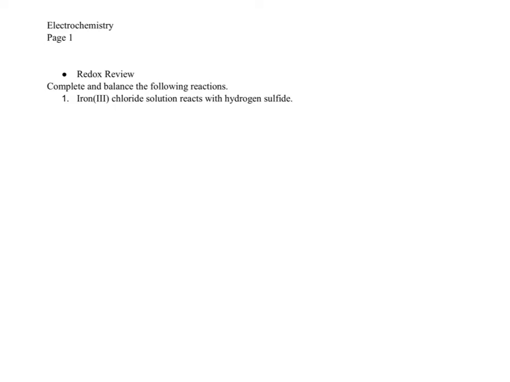Okay, electrochemistry looks at using the energy from a redox reaction. So you need to have that basic understanding of redox reactions. A couple things you should be looking at here in our first example: iron 3 chloride reacts with hydrogen sulfide. Anytime you see a bivalent metal, you should think of it going from its iron plus 3 to its iron plus 2 state.